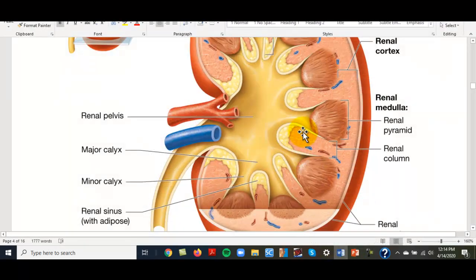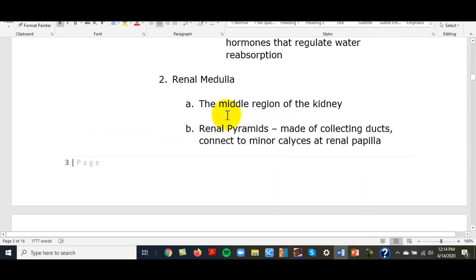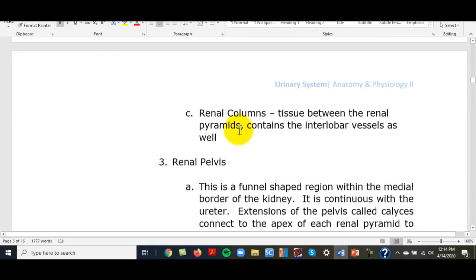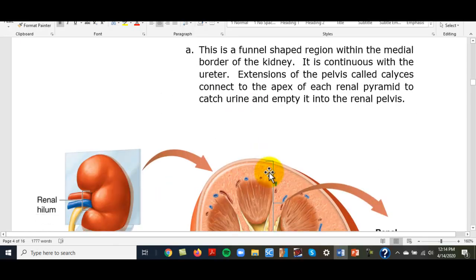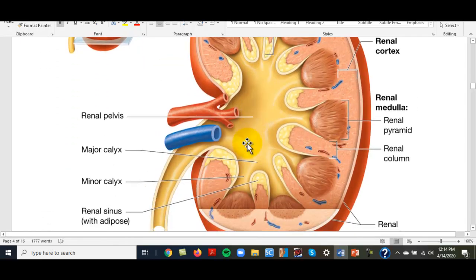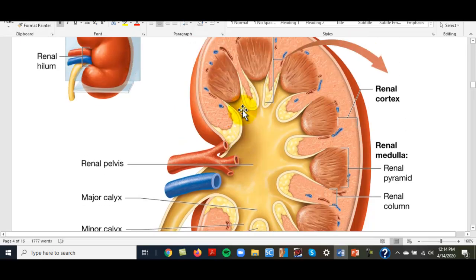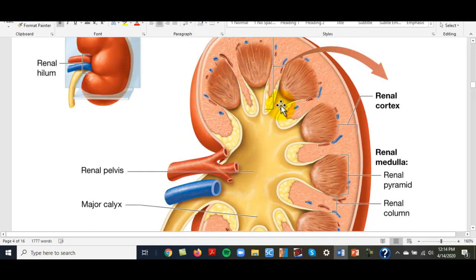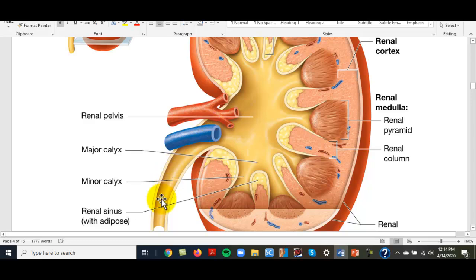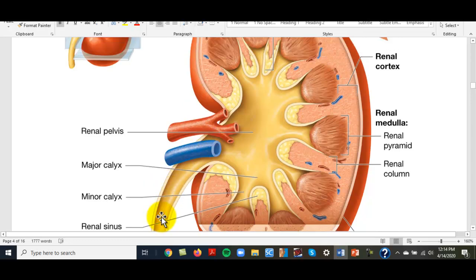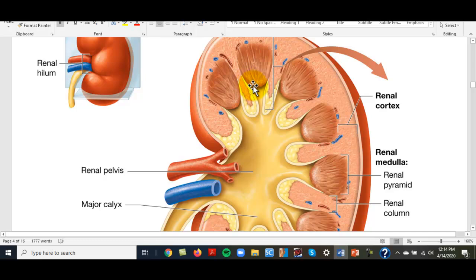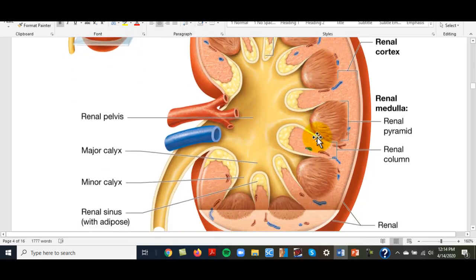Oops, I didn't mean to do that. So I'm going to go back up. So the middle region of the kidneys, the renal medulla, the renal pyramids, I showed you that. The renal columns is the tissue between the pyramids. And the renal pelvis is the area in the middle here. Well, it's considered the inside, where you have these areas coming together to form the ureter that then leaves the kidney. Now, the very tips of these pyramids are called the renal papilla. They're the apex of these pyramids.